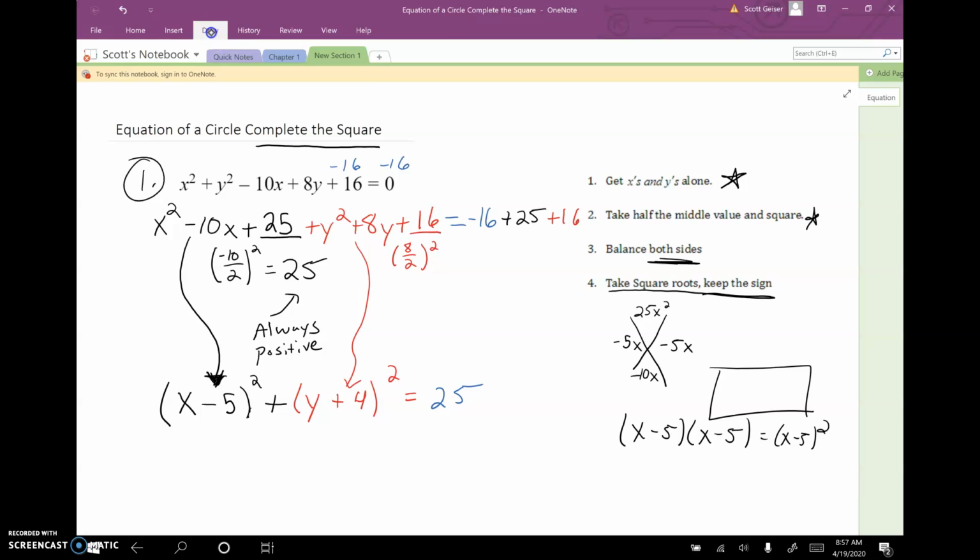Now I would have the center and the radius. So my center here would be at, since this is the x, you take the opposite, so it would be 5, negative 4, and my radius is 5. Okay, and we should be able to graph from there as well. We just take our center, boom, boom, 5, negative 4, stretch it out 5 on both sides, okay, and then we'd have our equation of the circle.